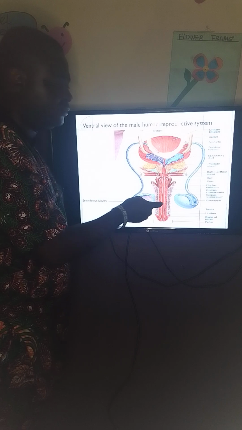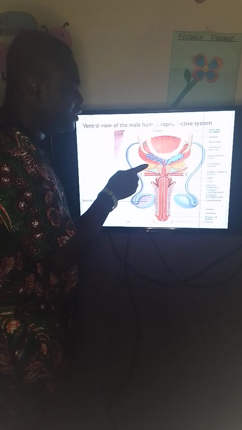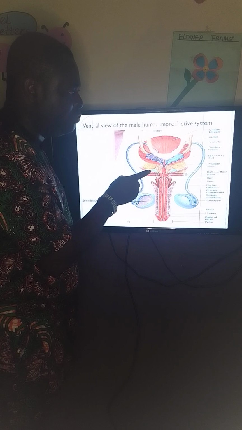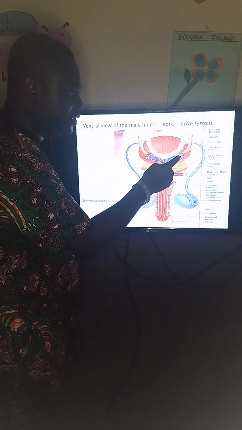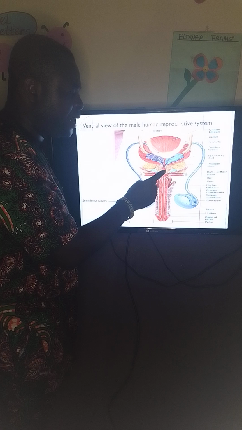towards the urethra. But I want to tell you here that the sperm duct is associated with, surrounded by, 3 organs. The first one is called the seminal vesicle. The second one is the prostate gland, and the third one is called the corpus gland.